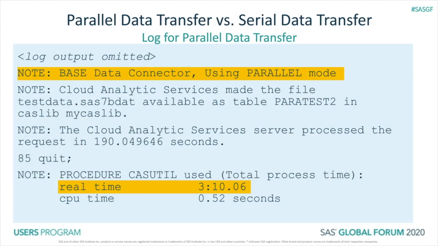Here's a log generated by that CASUTIL. This slide is a little busy, but I did want to point out two pieces of information. The first is the note that lets us know that the data was transferred in parallel. The second is the amount of time it took to load this data. This data set's fairly large, about 15.6 gigabytes, so it took 3 minutes and 10 seconds to load.